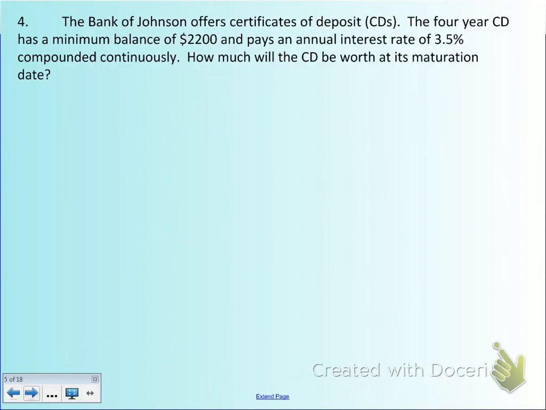Okay, next problem. The Bank of Johnson offers certificates of deposits, otherwise known as CDs. The 4-year CD has a minimum balance of $2,200 and pays an annual interest rate of 3.5%, compounded continuously. How much will the CD be worth at its maturation date? So we have our equation: y equals p e to the rt power. That's for the compounded continuously. That equation will be given to you tomorrow on your test, but you need to know that this is the equation you use for it. So plug in all of your values, come back to check your answer.